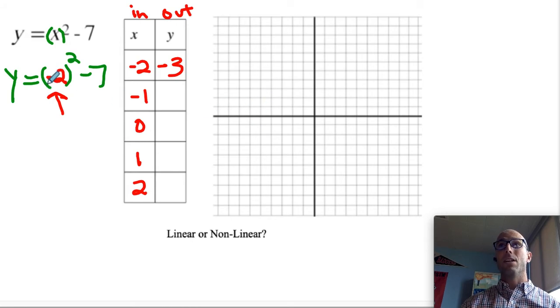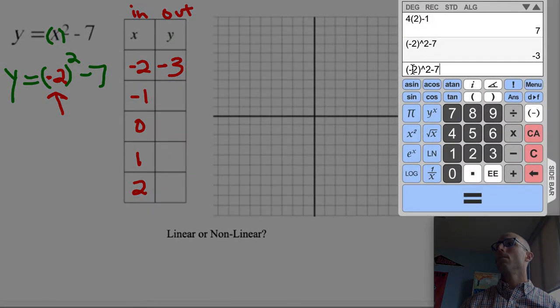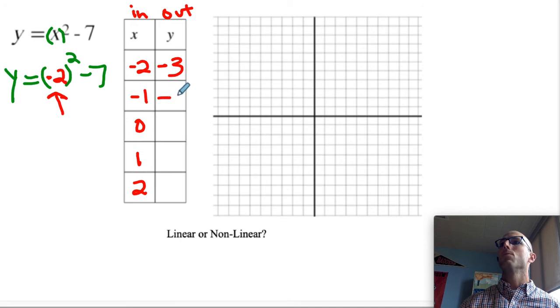I'm going to go back to my calculator and just change my input. I'm going to try -1 and see what happens. So again, I'm just going to grab my function, and I want -1 instead. And I get an output of -6. Okay. I'm going to do 0 right away while I'm here, and then I'll write those down so I don't forget. So 0, well, 0 squared is 0, right? And then -7, so this should be -7. Yeah, there we go. All right, I'm going to write those in so I don't forget. So this was -6. This was -7.